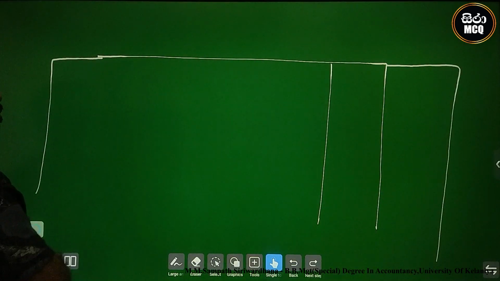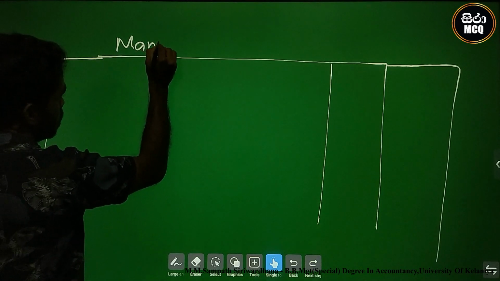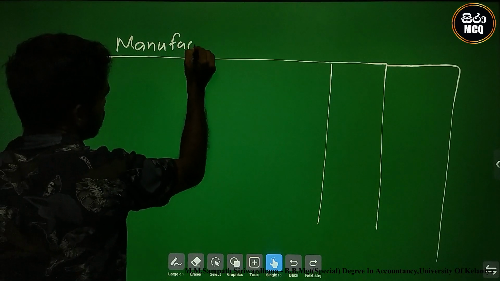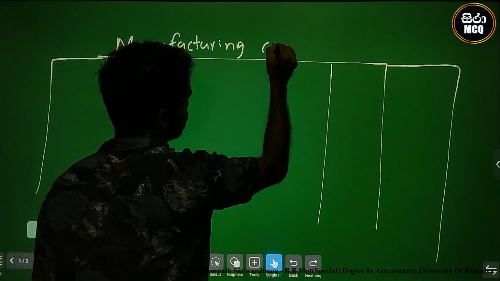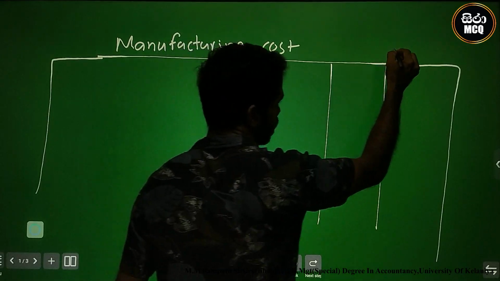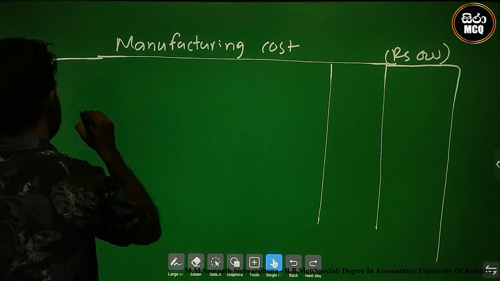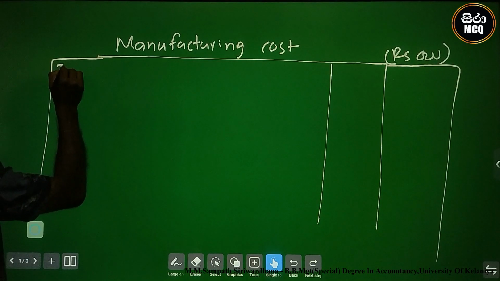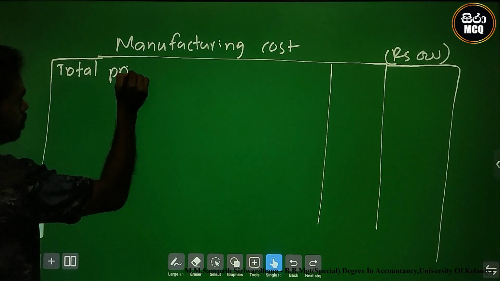This is the manufacturing cost statement, in rupees 1000. Firstly, the topic is total primary cost.